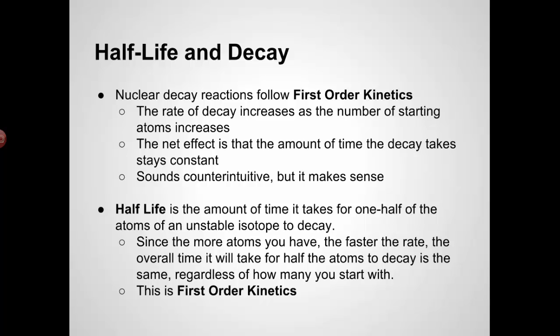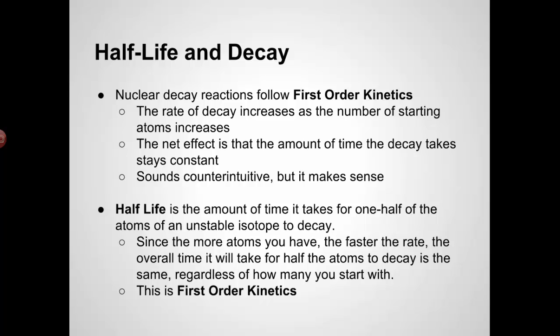If you have 1,000 and let's say the half-life of this isotope is 5 years, you have 1,000 atoms. After 5 years, you'll have 500 left. If you start with 2,000 atoms, you've doubled the amount. Well, the decay is going to speed up. The more you have, the faster it goes. And it's going to speed up so that after 5 years, you have 1,000 atoms left, half of them left.